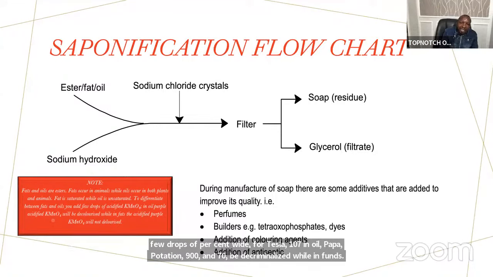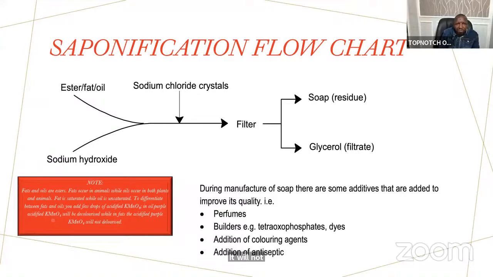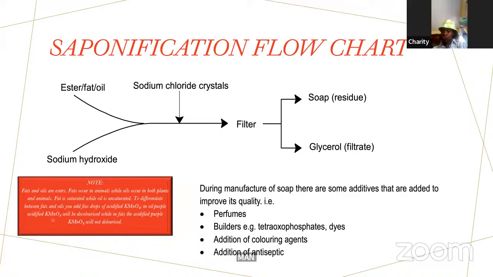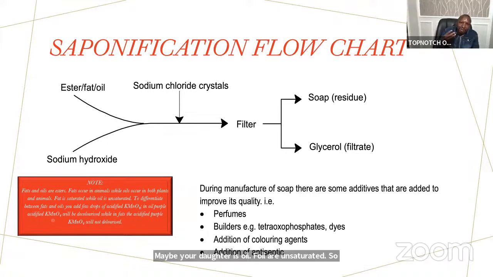So an examiner may ask: what observation is made when acidified potassium manganate(VII) is added to a sample of oil? Oils are unsaturated. So when you add acidified potassium manganate(VII), it will be decolorized. Do we understand?